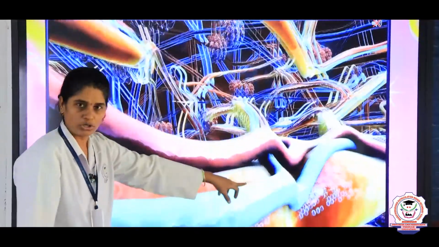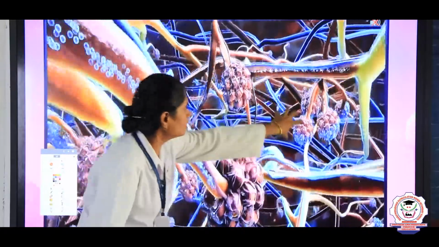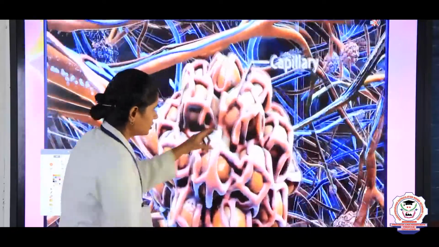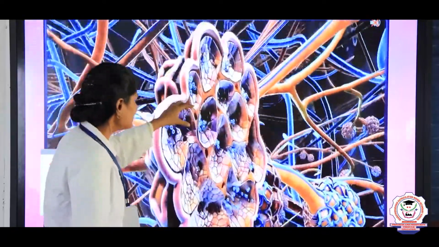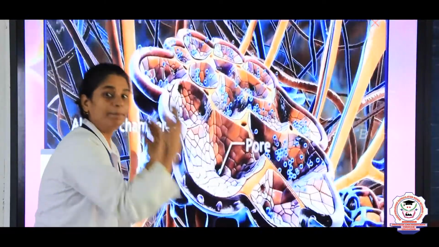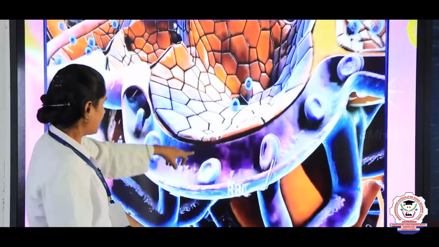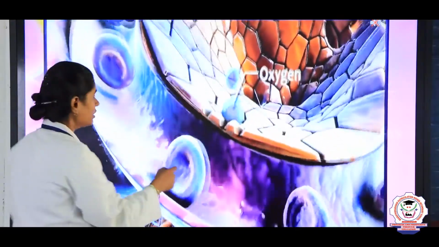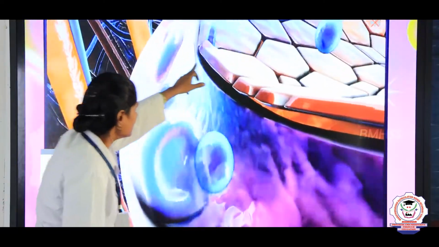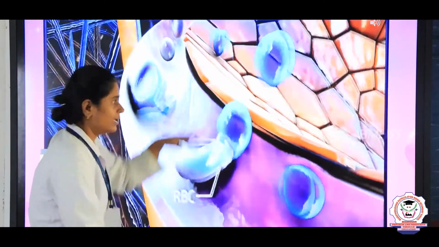These are known as bronchioles, okay. Each bronchiole is connected to air sac-like structures, and these are known as alveoli. Each alveolus is covered with blood capillaries. The deoxygenated blood from the heart is taken into the blood capillaries. Once the oxygen enters into the alveolus, the oxygen is diffused into the blood capillaries. So here the deoxygenated blood becomes oxygenated in the alveoli.